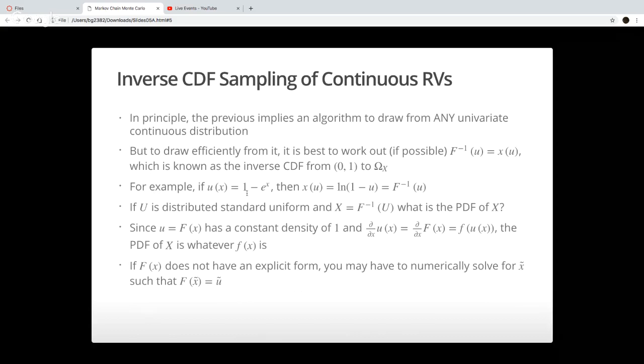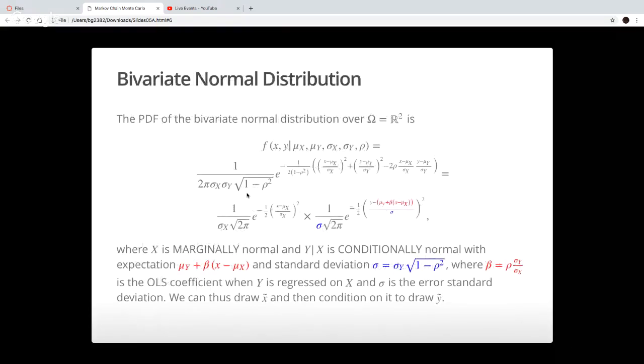Okay, so now we can draw from any univariate distribution. How will we draw from a bivariate normal? So we saw before the PDF of a bivariate normal distribution has 5 parameters and a slightly longer form, but we can do some algebraic manipulations to write this in a more condensed form that reveals the bivariate normal distribution can be written as the product of a marginal normal PDF for X times a conditional normal PDF for Y given X.